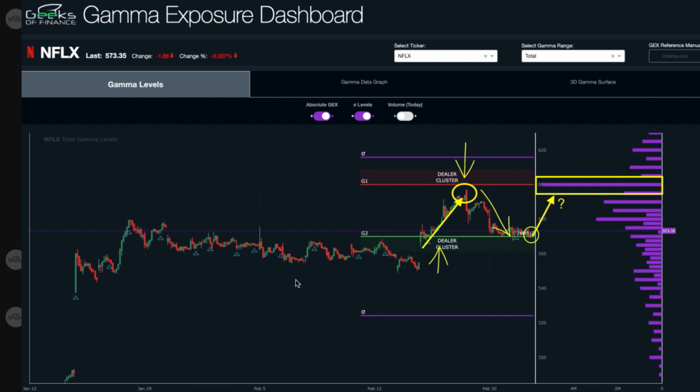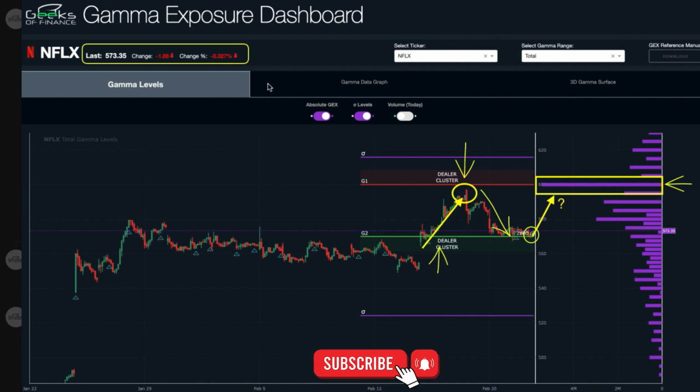Why is that? Because we saw a large gamma exposure concentration right here at the 600 strike. That large gamma exposure concentration was staring us right in the face, and so we were suggesting there's a high probability of a bounce back up into that level. Just a quick note here, at the time we posted this, Netflix was trading at 573, so this is 27 points higher from where we're currently trading.